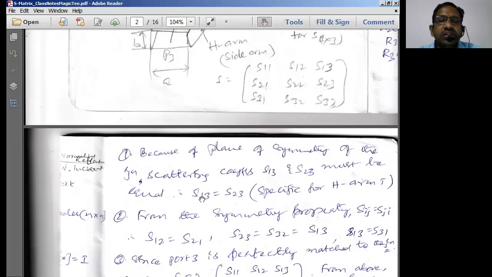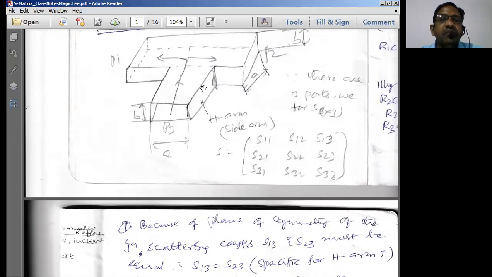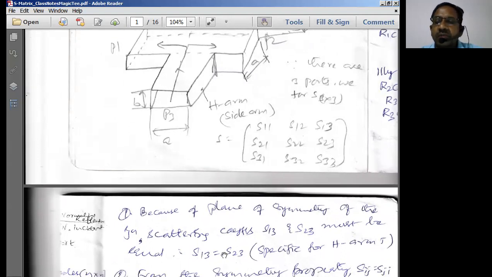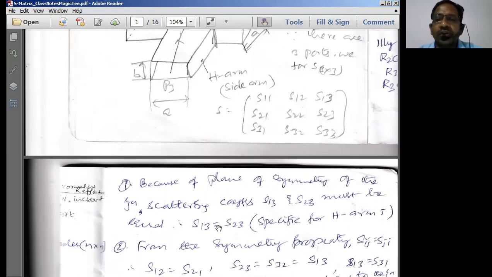See here, the second suffix is going to be the input port suffix. Input is port 3. When you apply input to port 3, you're going to get output from port 2 and port 1. When you apply input from port 3, you get output from port 2 as well as output from port 1. And the magnitudes of them are normally the same, and the phases are also going to be the same. So that is the property of the H plane T.